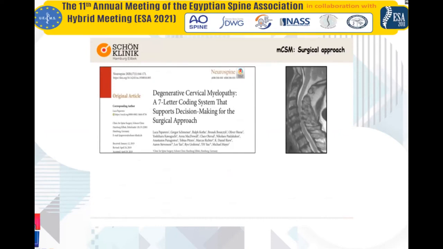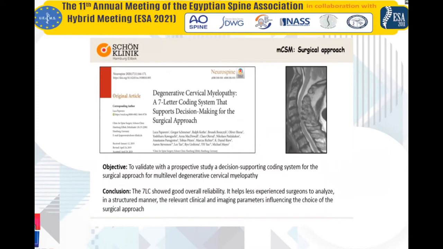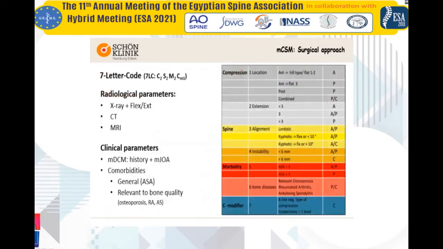To fulfill this, we developed a 7-letter coding system to support the decision-making for the surgical approach. We recently published this coding system, and the main purpose of the study was to validate our coding system. In conclusion, we found that there was a very good overall reliability for our system, and that it helps especially less experienced surgeons to analyze the pathology in a structured manner so that the relevant clinical and imaging parameters could influence the choice of the surgical approach.